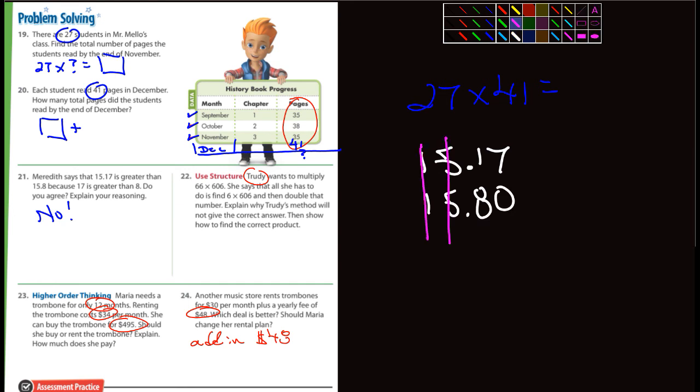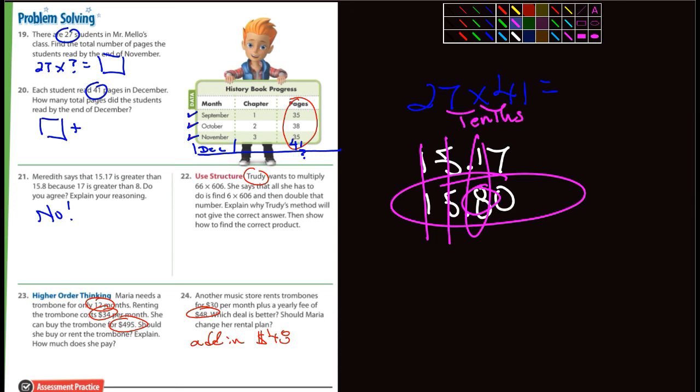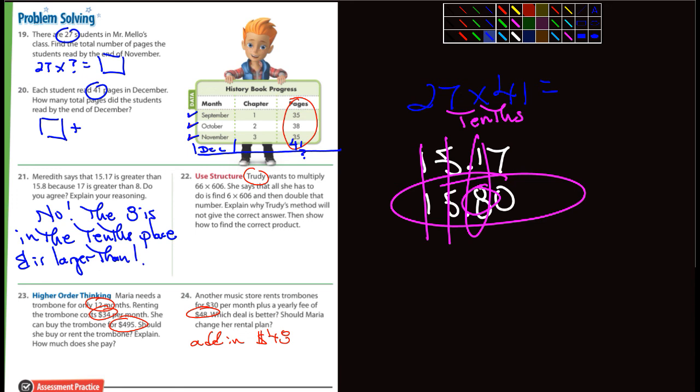Ones are the same, fives are the same. So there's a difference right there. Which is larger? The 8 in 15.8. The 8 that's in the tenths place, and it's larger. Explain the reasoning. The 8 is in the tenths place and is larger than 1. There we go.